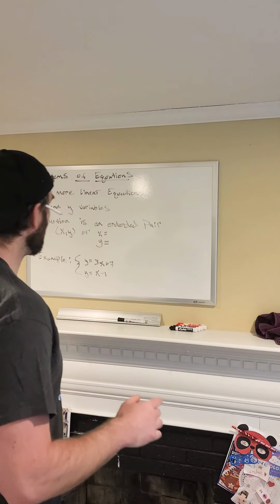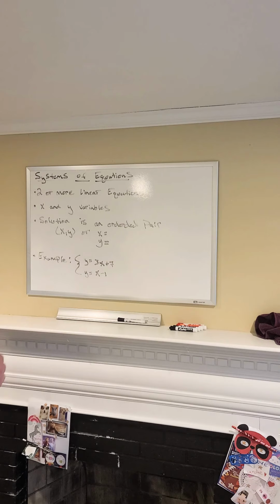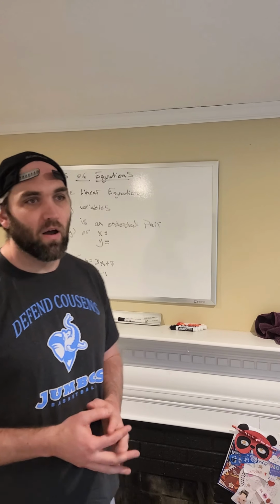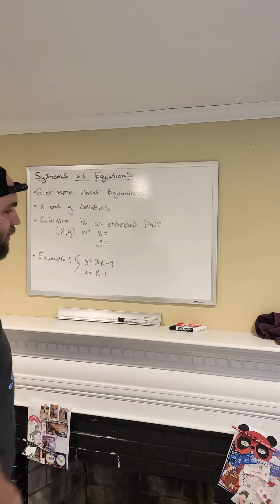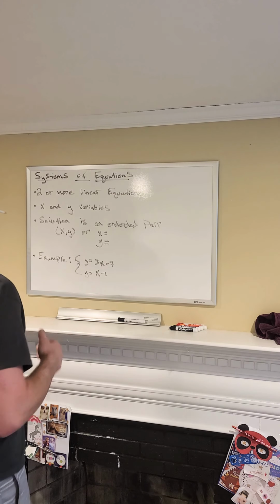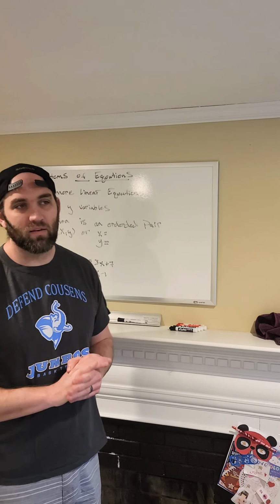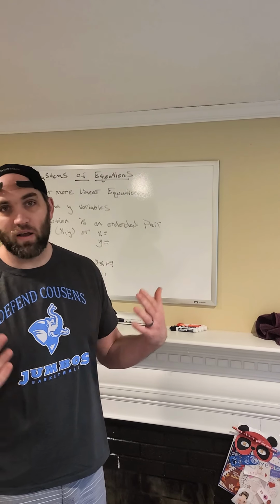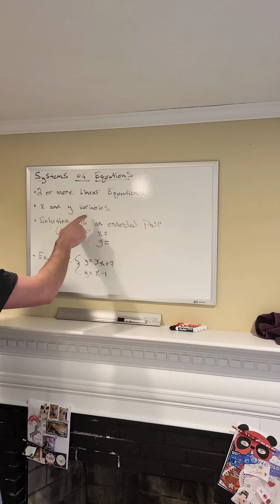This week we're going to start with systems of equations. As you can see on the whiteboard, I wrote down a few main points of it. We went over it earlier in the year, but it's a good refresher, taking a look at what a system of equations is. First off, it's two or more linear equations. They both have an x variable and a y variable. See here, x and y variables.